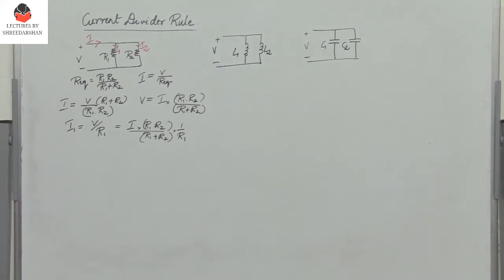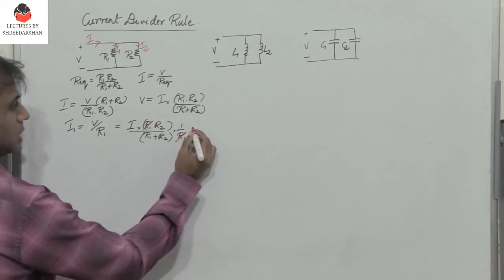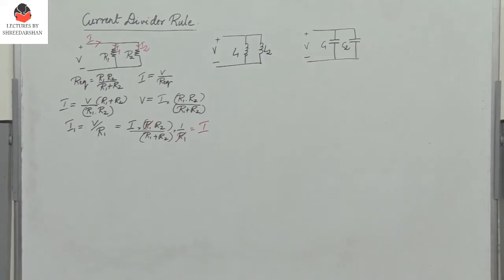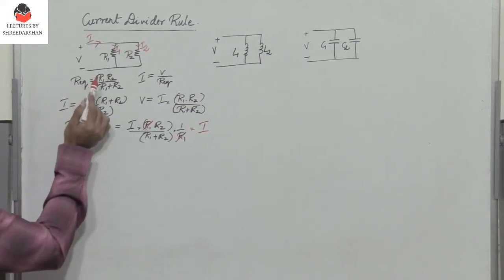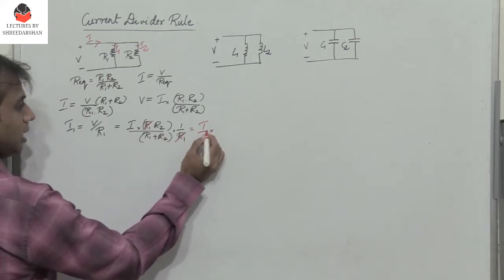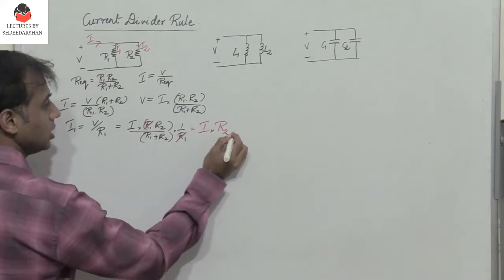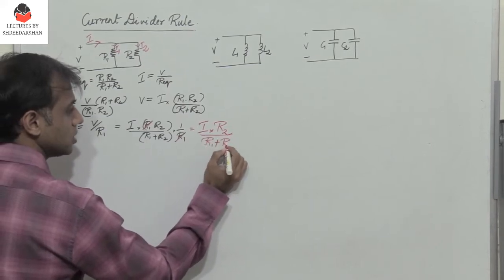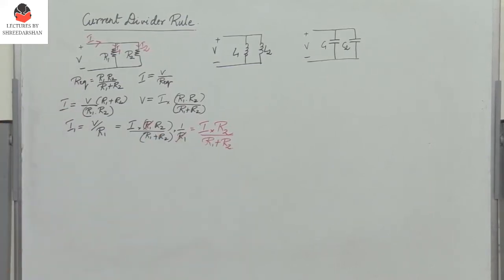So what can be cancelled? R1 gets cancelled. So how do we calculate I1? The current flowing through the resistance R1 is the total current I into the resistance of the other branch, which is R2, divided by the sum of the resistances R1 plus R2. So we need to remember that.